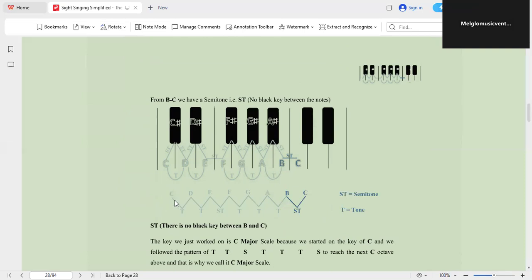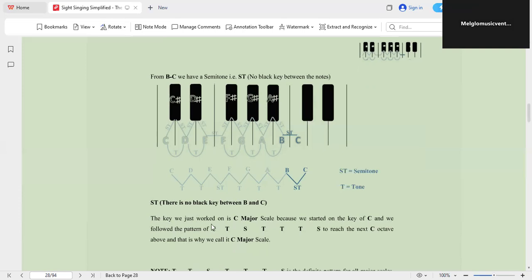From C to D, a tone. From D to E, a tone. From E to F, semitone. F to G, tone. G to A, tone. A to B, tone. B to C, semitone. So we have tone, tone, semitone, tone, tone, tone, semitone, which is the pattern for major scale. And so we started on C and we ended on C. And so this is called a C major scale.